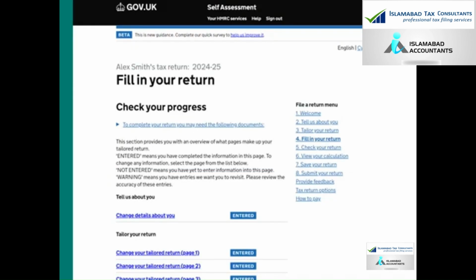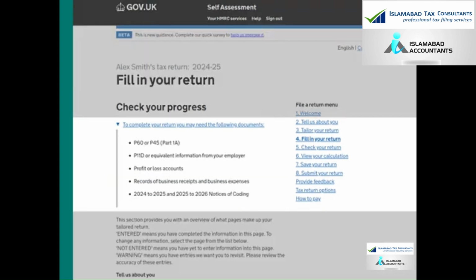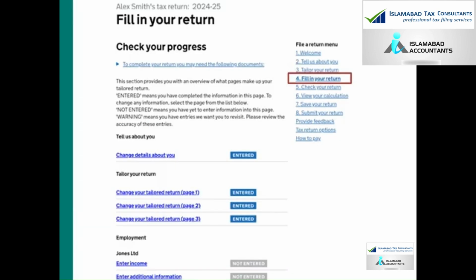The next page of the online tax return is Fill in your return, check your progress. This link gives you information about the documents you may need to fill in your return. This is based on the answers you gave in Tailor Your Return. If you don't have all the information you need, you can leave the return and the pages you've already filled in will be saved. It's a useful page you can come back to at any time using the link in the right-hand menu.